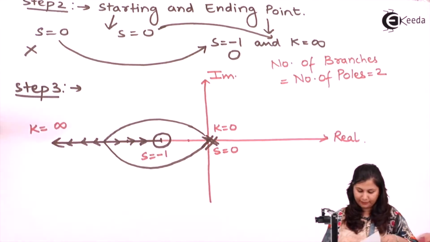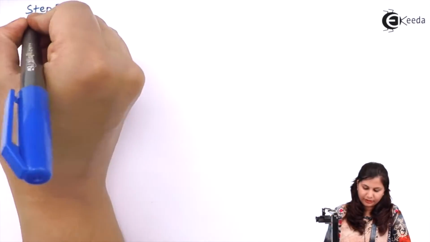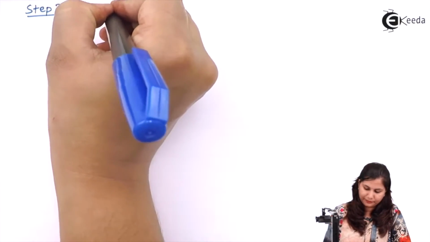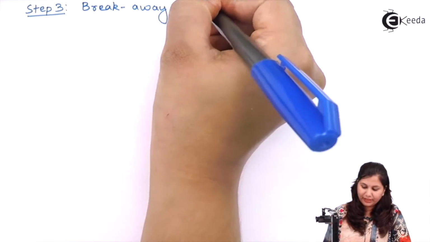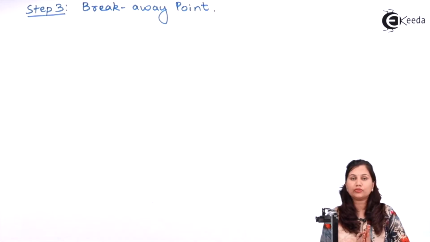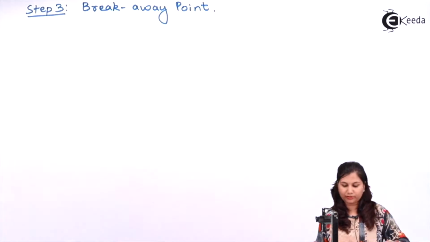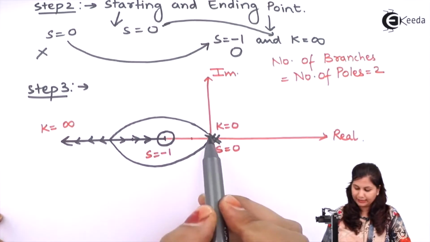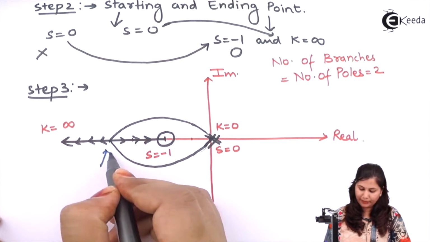Now our next step is to find out the breakaway point. We have to find out the breakaway point here because we have two poles and the branches of the root locus from these two poles are crossing each other. The direction of the root locus from this pole and this pole is coinciding at one point. So we have to find out this breakaway point.